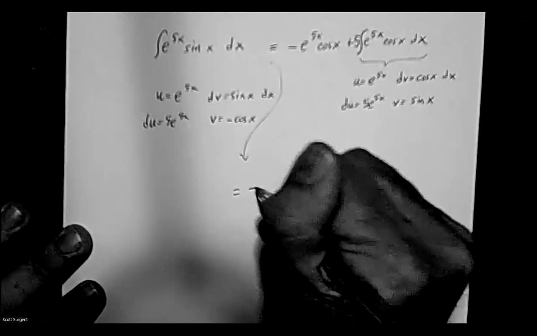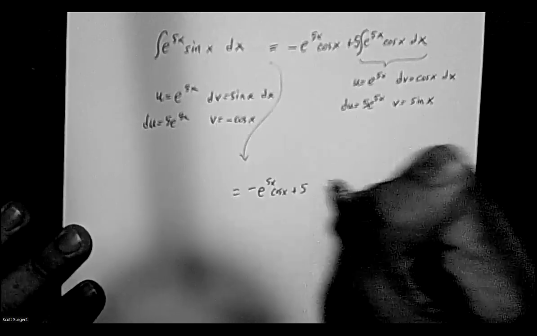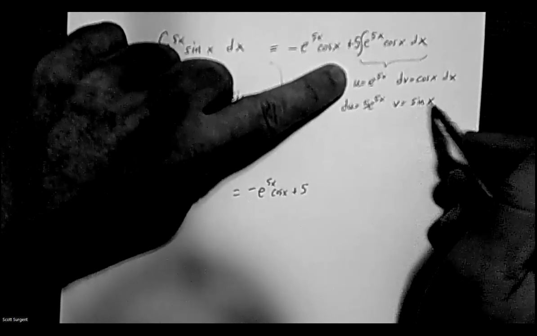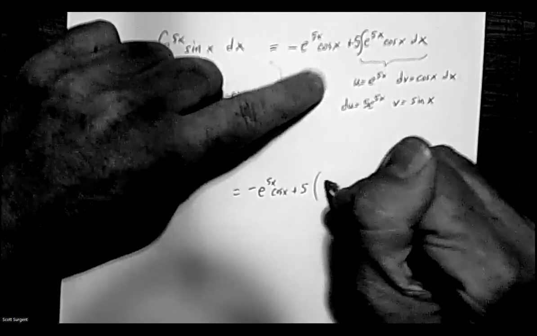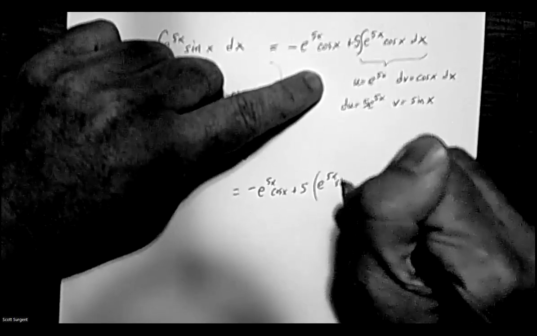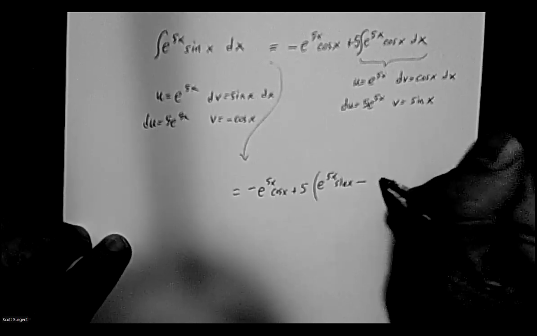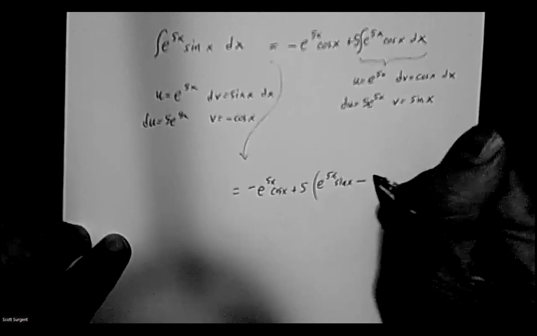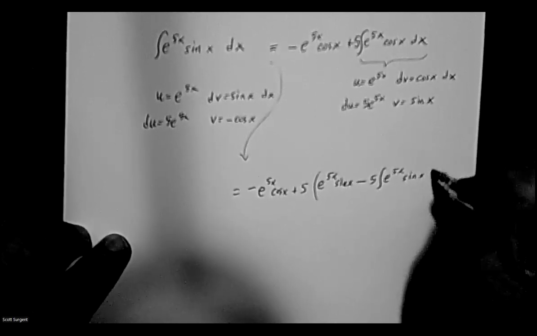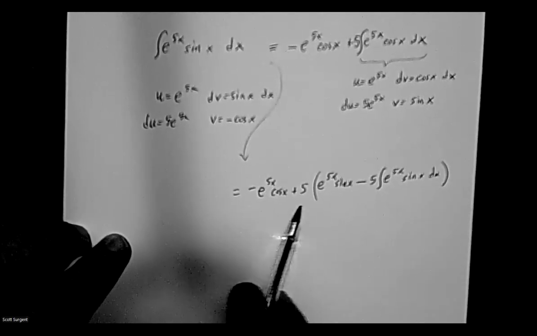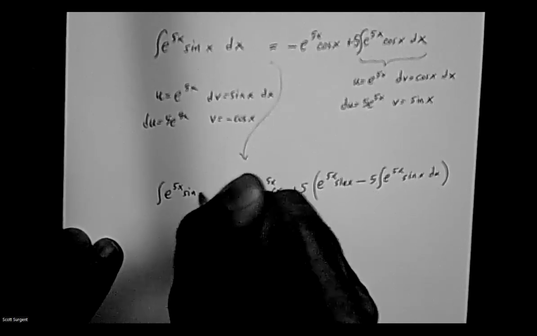This guy comes down. We have negative e to the 5x cos x plus 5. And then I do these two together, so I get e to the 5x sine x minus the integral. It's going to be a 5 e to the 5x sine x dx. And this is where you get that self-referencing. It actually references the original integral.